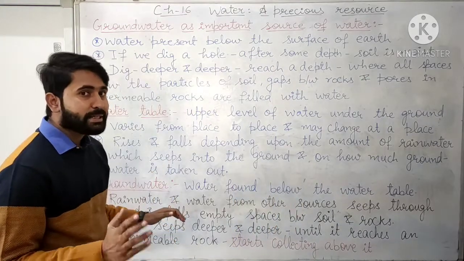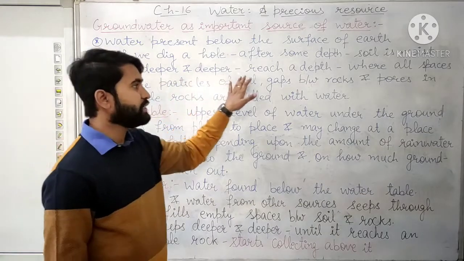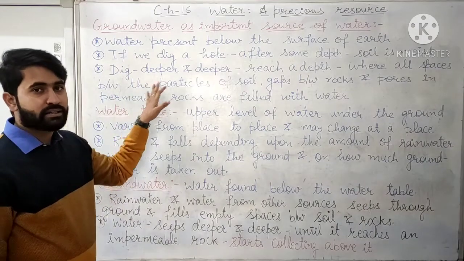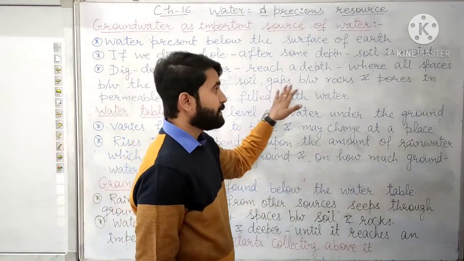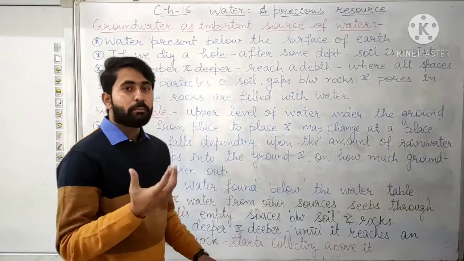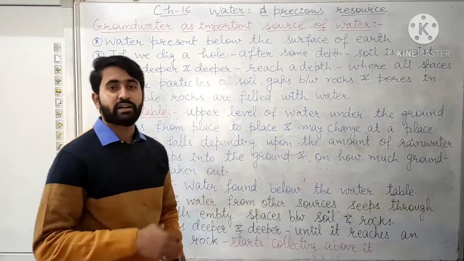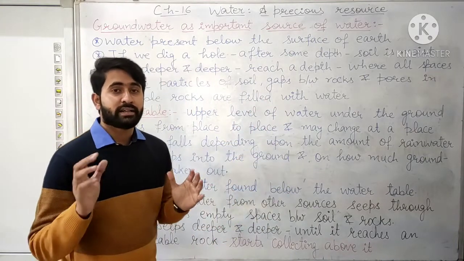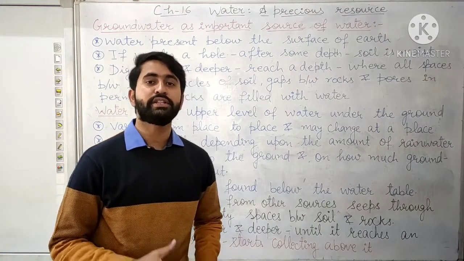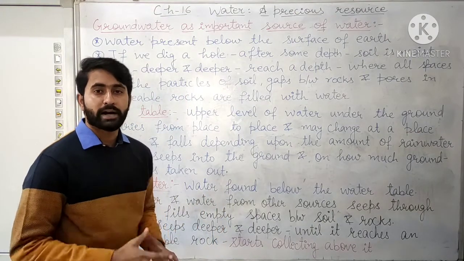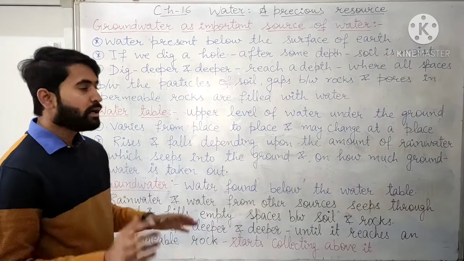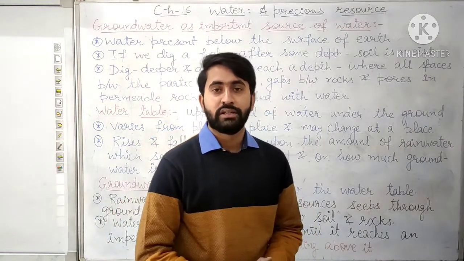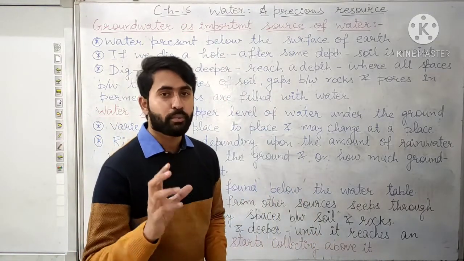If we dig deeper and deeper, then we will reach a depth where all the spaces between the particles of soil, the gaps between the rocks and pores in the permeable rocks are filled with water. Now this is the depth where the underground water starts. A rock which allows water to pass through it is known as a permeable rock. Permeable rocks are porous rocks, meaning they have tiny pores in them.